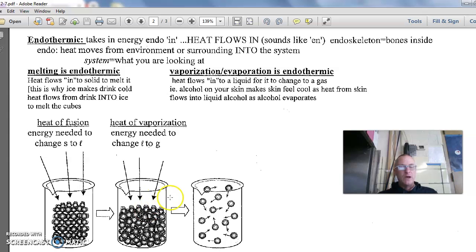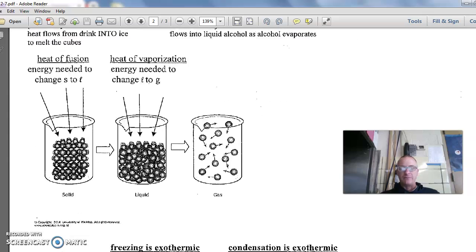To get the particles or molecules of a liquid to begin to fly out of the liquid and become a gas, you would have to add energy into it. The process of vaporization, that's the process of a liquid going to a gas, is endothermic. You have to add heat into it. When a substance is changing from a liquid to a gas on its own, it's called evaporation.